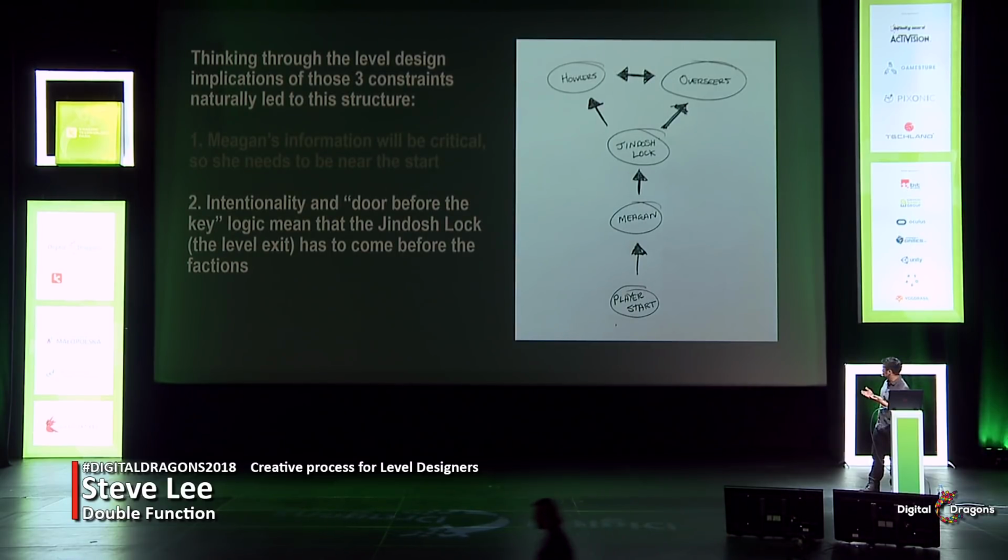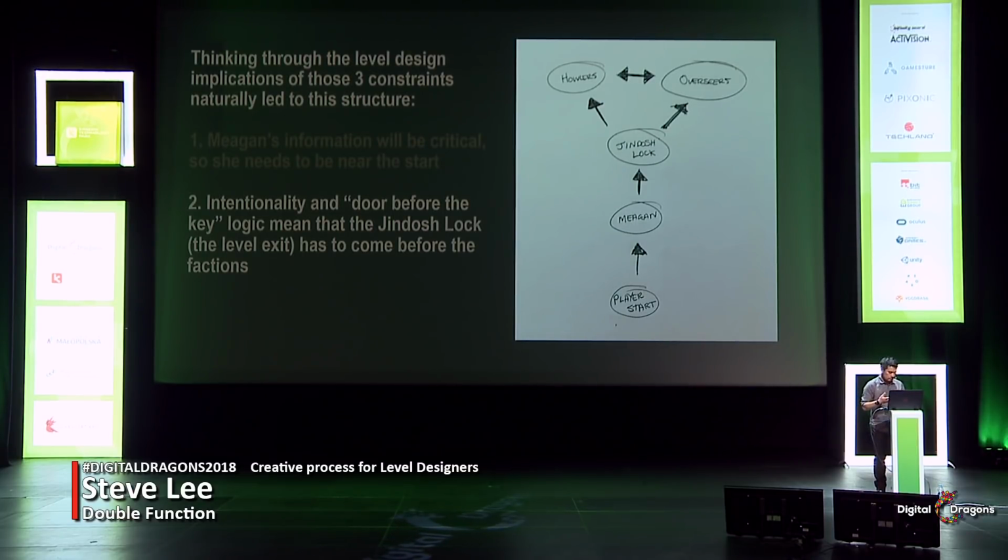The other big thing is the Jindosh lock, which, as I mentioned, is the exit to the level. In a linear game, maybe that would mean that the natural place for the exit to the level is at the end of the level, right? But in this case, because this Jindosh lock presents an important choice to the player, it changed things. It couldn't be just at the end of the level, because we want the player to encounter the door before they can have a solution for it, essentially.